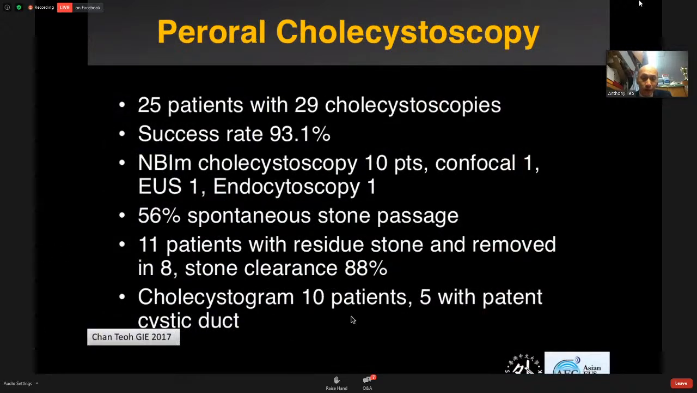Again, after gallbladder drainage, the stent allows us to act as a portal to enter into the gallbladder. So a new procedure known as peroral cholecystoscopy has been invented. We have published the results of peroral cholecystoscopy. In 25 patients, 29 cholecystoscopies, we could perform all sorts of interesting things like NBI, confocal, EOS, or even endocytoscopy. The overall stone clearance rate after cholecystoscopy is 88%.